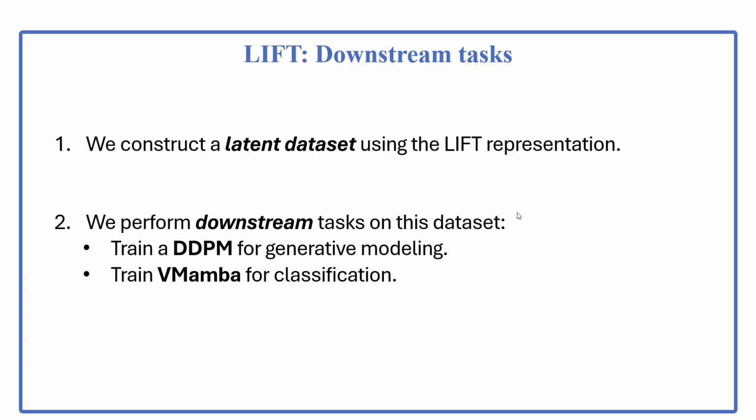After that, we save those local latent representations for each data point that we have, and then we perform downstream tasks like the ones that Functa used. We train a DDPM for generative modeling, and we also train VMamba for the classification task.